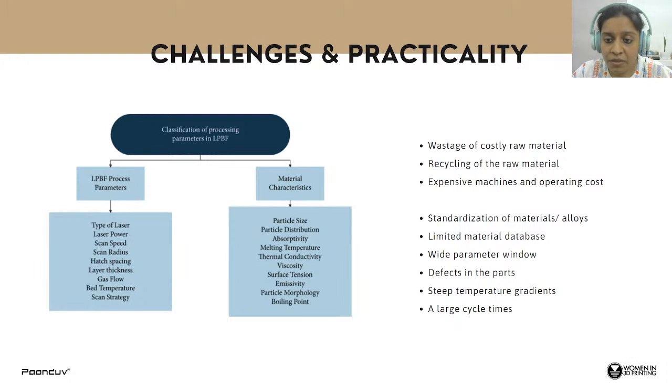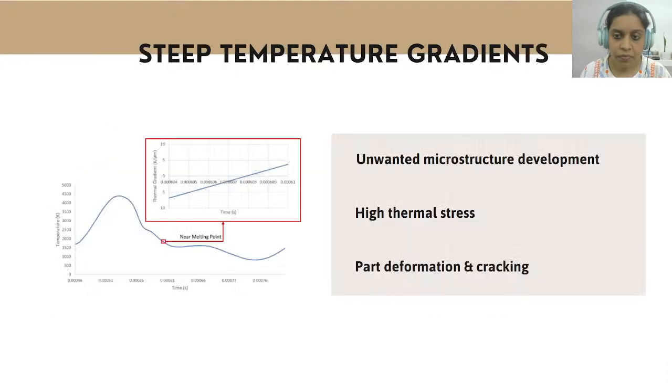The parameter window is wide. Defects are there in the part. These defects arise due to numerous complexities at the physics scale. There are steep temperature gradients, because the upper layer is experiencing enormous heat, but the lower layers are not experiencing that kind of heat. So there are huge thermal gradients between those, and the cycle time is large because of the time of experimentation involved in those processes.